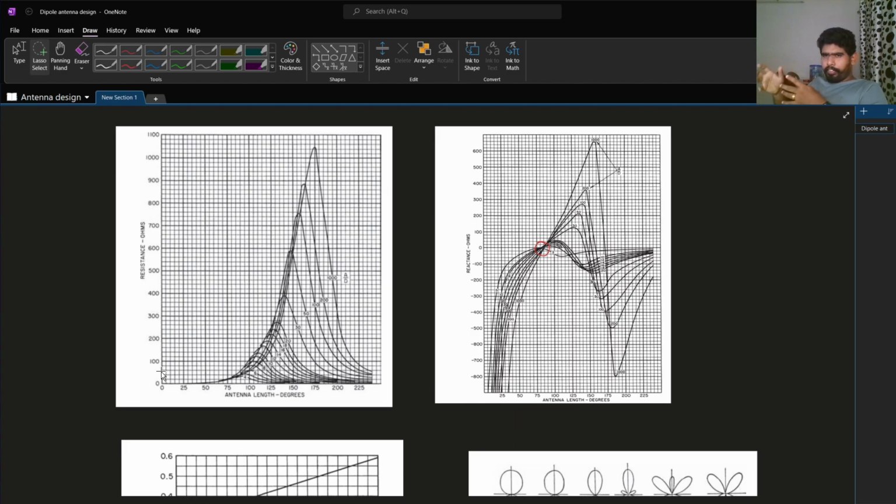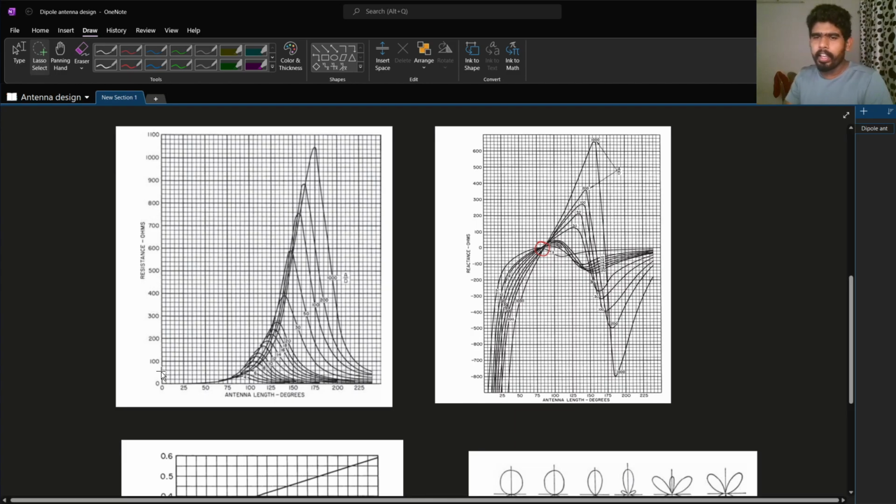So if you are designing a very lengthy antenna, or maybe there are some applications where sometimes you have to design the antenna with a different length, in that case you can see the difference of the reactance, how this resistance is changing. At the same time the reactance also is changing. So even if the length is changing, the efficiency of the antenna is changing.